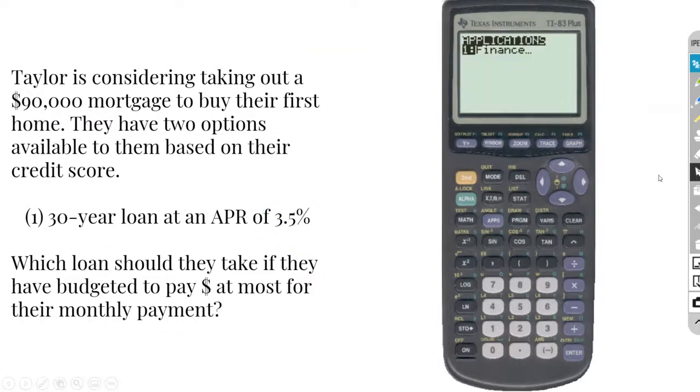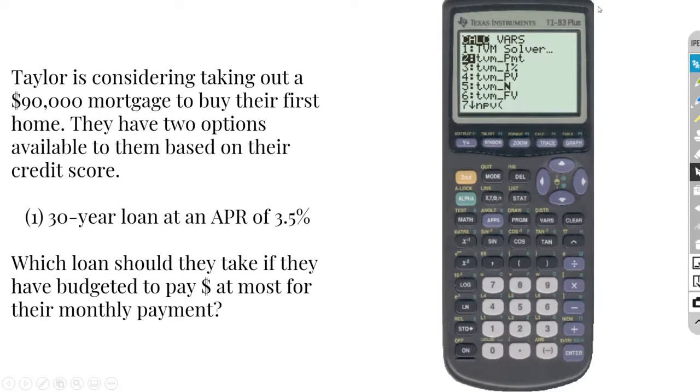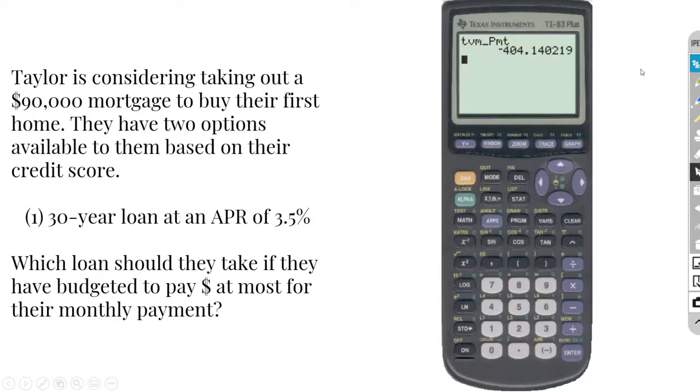Then from there, I will go back to my apps button and click to finance and hit enter. Now this time, because I'm looking to solve, I've got all of my information input, I can go to my second option. I'm looking for the payment, so I'm going to click enter here, enter twice, and it brings me to my answer. The reason this is a negative, again, is because I'm killing off the loan, so I'm trying to get to 0, so that means I'm taking $404.14 away from my loan balance. So each month, Taylor is going to be paying $404.14 for this 30-year loan at 3.5% APR.